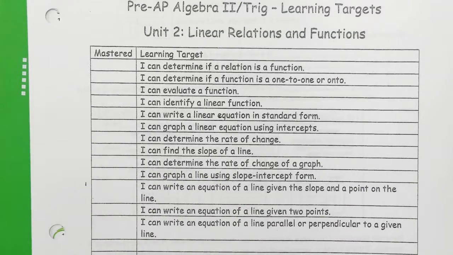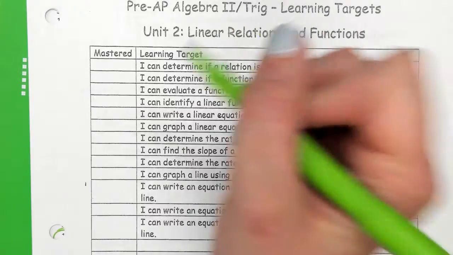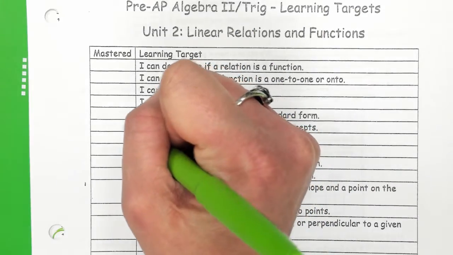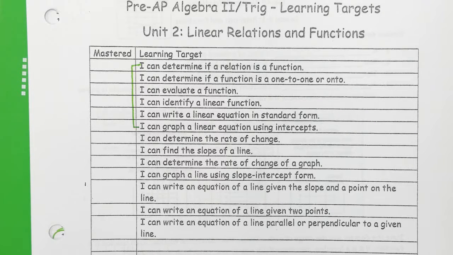We need to try to get through. I don't know if it's going to happen or not. We need to get all the way through intercepts. It may not happen. We may have to do a little bit tomorrow, okay? Y'all look good? All right, let's see the very first one. What's the very first learning target?